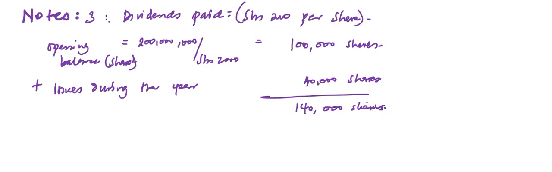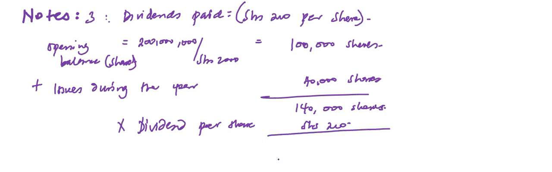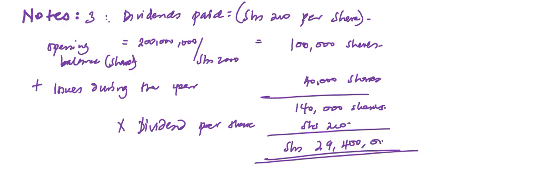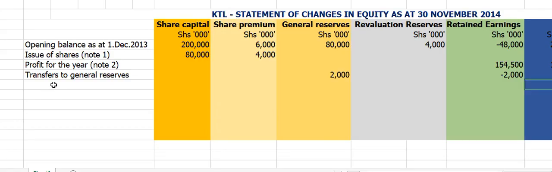140,000 shares. But they have told us that they are paying shillings 210 per what? Per share. So the dividend per share times shares, that is shillings 210. You multiply. So 140,000 shares times 210, that gives us shillings 29.4 million. Those were the dividends which we have to take to the statement of changes in equity.